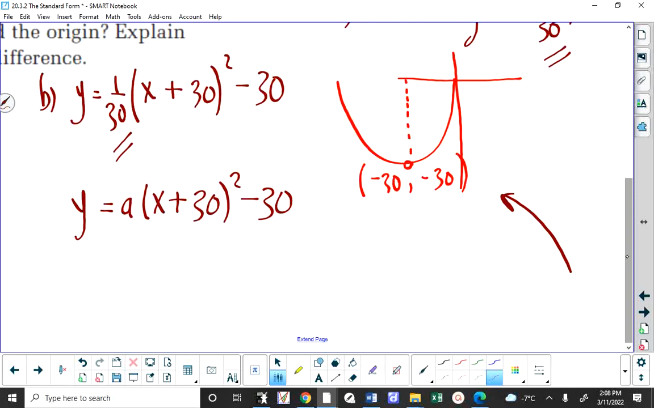The origin is a point on the graph. I'm going to put 0, 0 here. 0 for y, 0 for x. At this point in time, do any of you recognize you were going to get the same value of A?